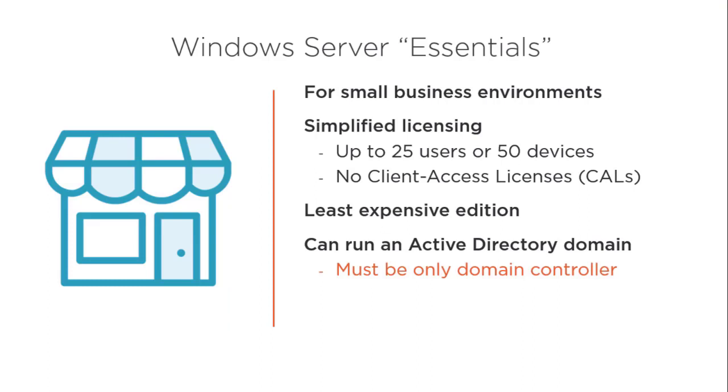Windows Server Essential is for small business environments, with simplified licensing. Basically we use it for up to 25 users and 50 devices. If you have a setup in which your user count is less than or equal to 25 and devices are 50, then you can use Windows Server Essential licensing. No client access licensing is required. Basically in a server-client model we also need a license for clients, which is called a CAL. But in this edition we don't need extra client access licenses.